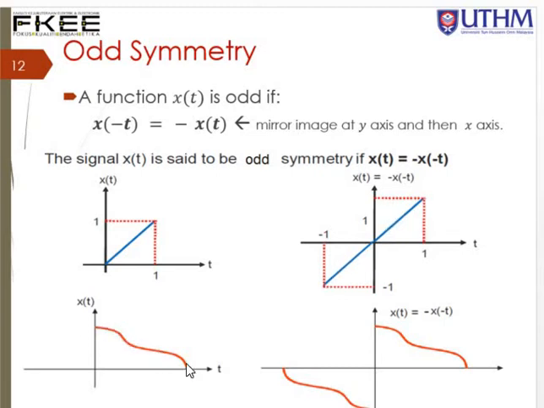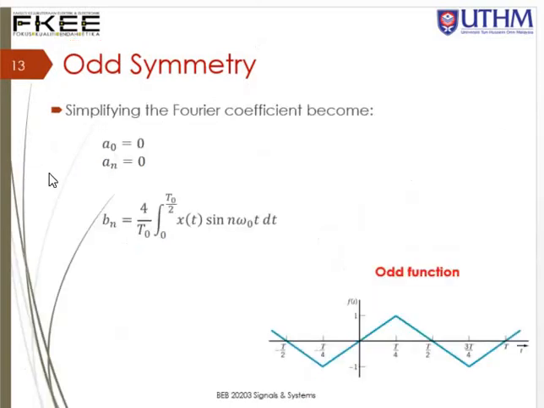If you look at this signal, it is also the same. First of all, the mirror image at the y-axis is here, and then the mirror image at the x-axis will turn to here. Therefore, the signal is like this. In order to find the Fourier coefficients for the odd symmetry, a naught is 0 because there's nothing. Even if you find it, it is always 0. So a naught is 0, an is also 0, and you only need to find bn.